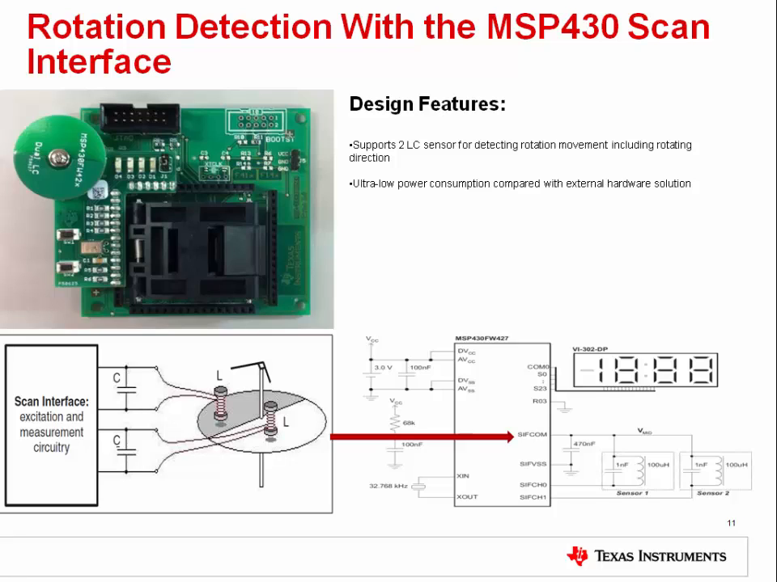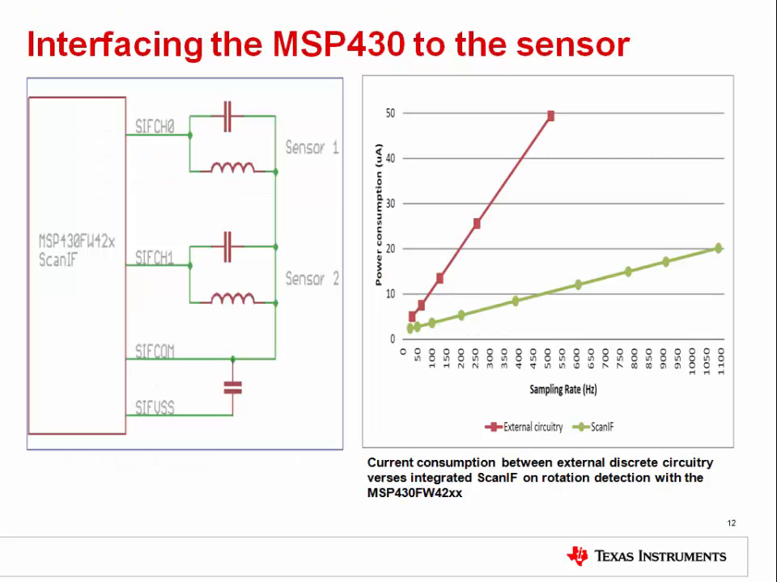In water meter designs coupled to an LC rotation detector sensor, the SCAN interface is continuously detecting the rotation of the propeller while the rest of the microcontroller is sleeping in low power mode. The reference design demonstrates the usage of the SCAN interface to achieve ultra-low power consumption compared with the same detecting methodology using external circuit.